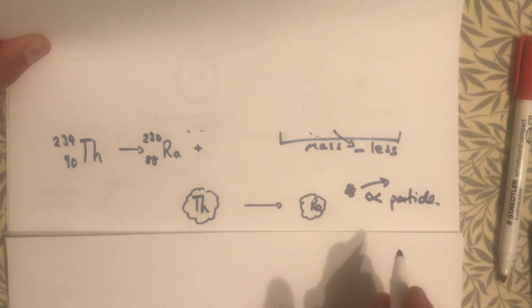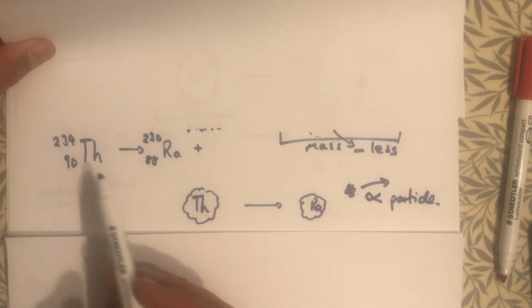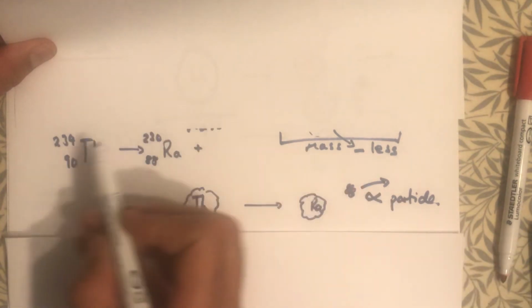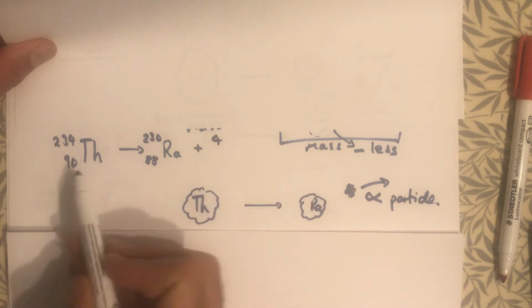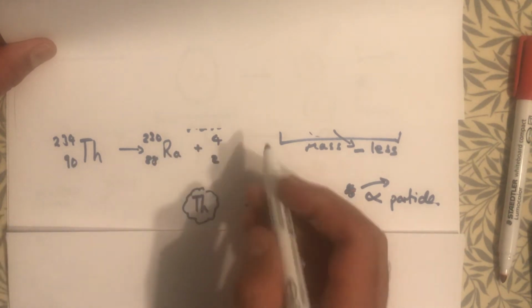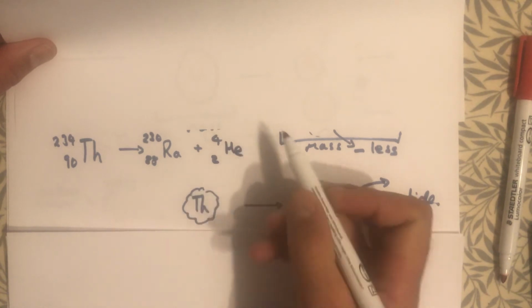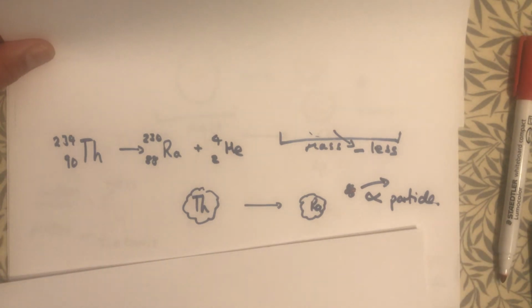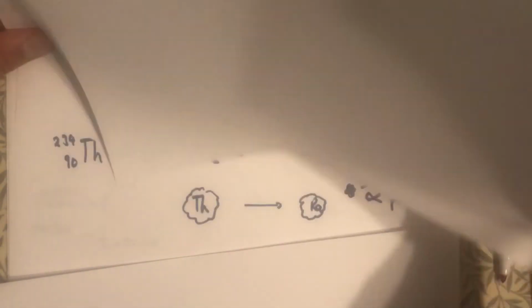And in doing this, I've got a very simple equation because I've got 234, 230, and so I've lost 4. And you'll notice I've gone from 90 to 88. I've lost 2 in the protons, lost 4 in the nucleons, because I've lost an alpha particle, which I could represent as a helium nucleus quite accurately. Okay, so that's my second one.